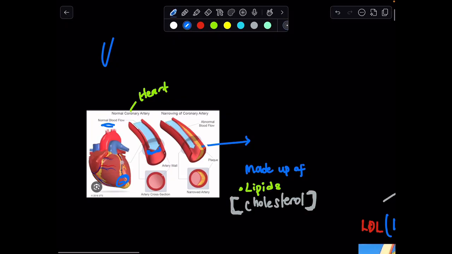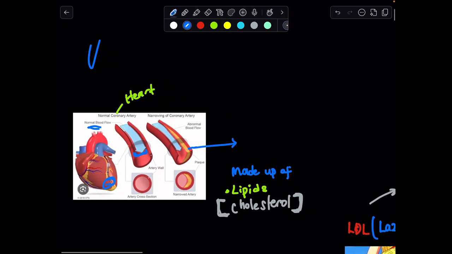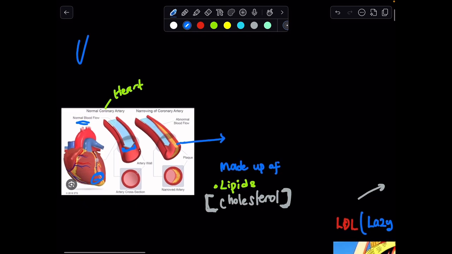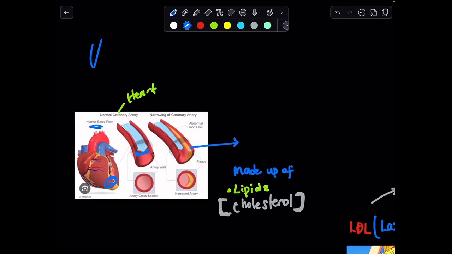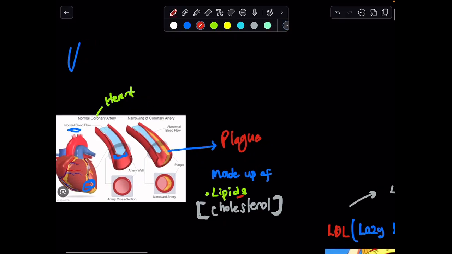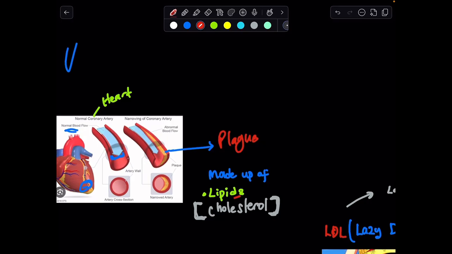But we're going to focus on the plaque from this picture because it's very, very important in coronary artery disease. So this is the plaque. The plaque is made up of lipids. And the main type of lipid that it's made up of is cholesterol. And that's very important, guys. Where does cholesterol come from?